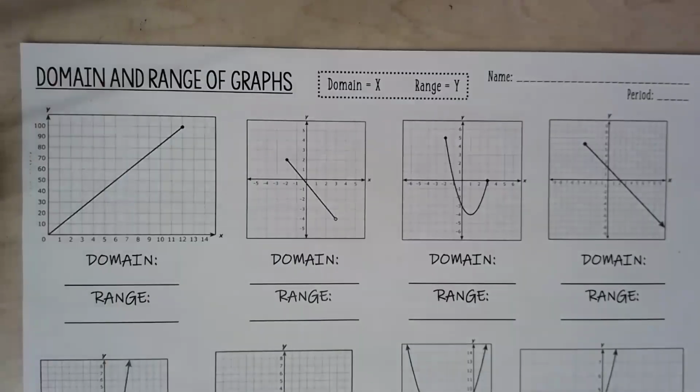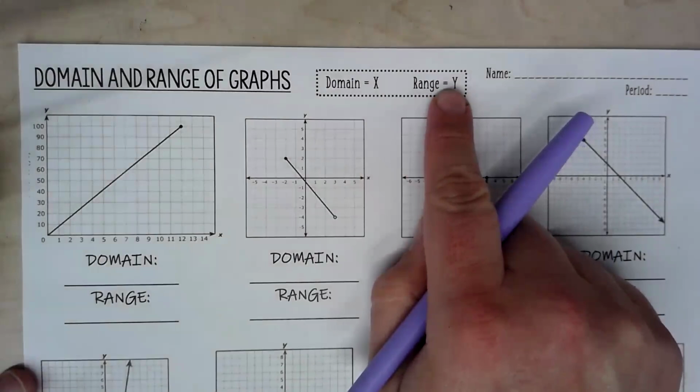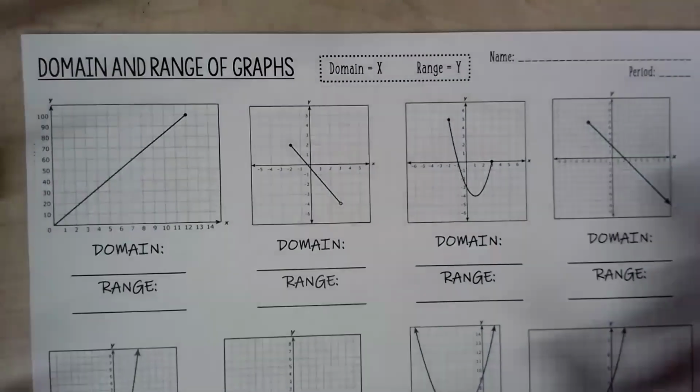All right, today we're talking about domain and range. Remember, domain are all my possible x values, and range are all my possible y values. So let's go and do all our domains first on this side. Okay, so my domain are all my possible x values.